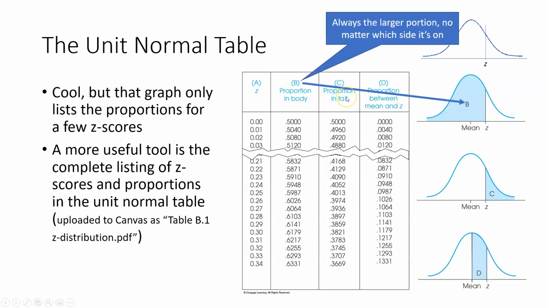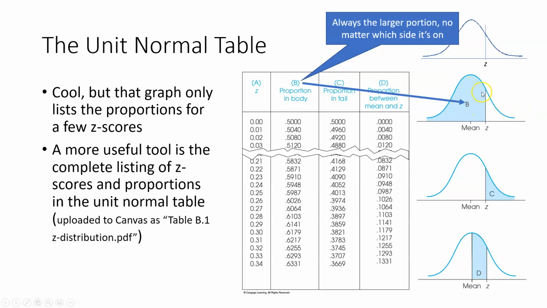The column C, one moment. Always, this represents the larger portion of your distribution, no matter which side your z is on. Please remember that if your z is over here, the body would be the big, bulky part of the distribution over here. So it doesn't matter whether it's on the left or the right side.